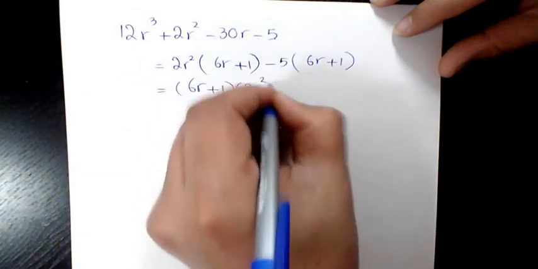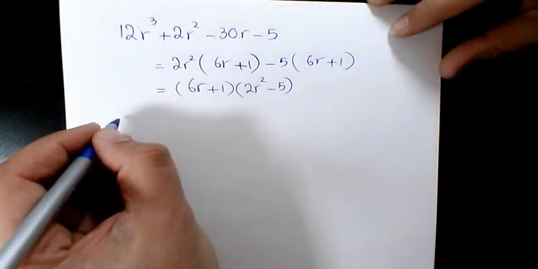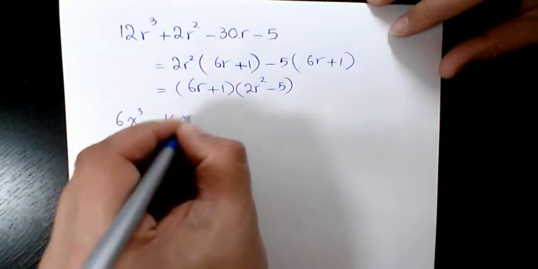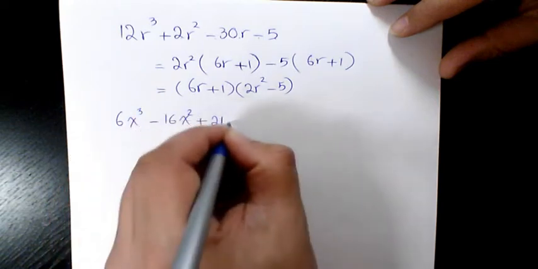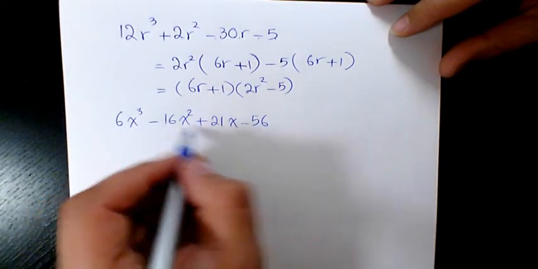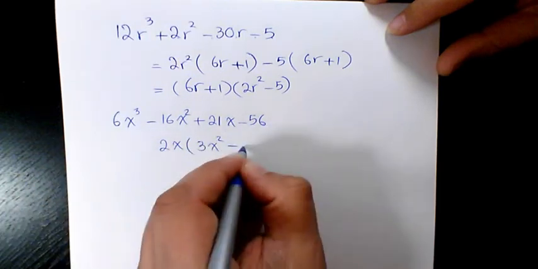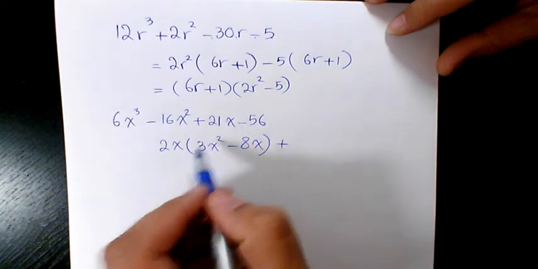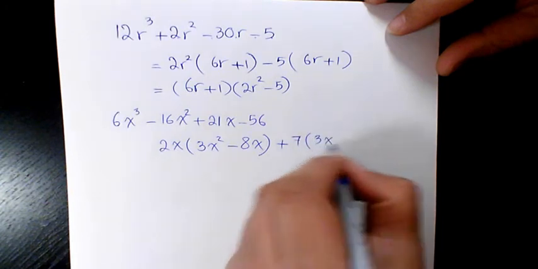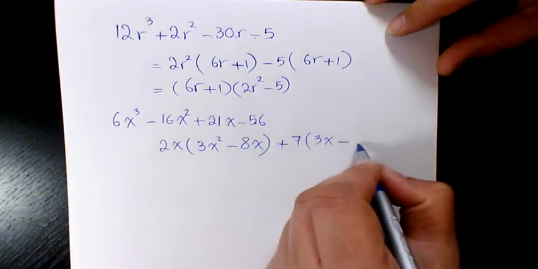Here you're going to end up having 2r squared minus 5. Next one is going to be 6x cubed minus 16x squared plus 21x minus 56. Here you factor 2x, and it's going to make it 3x squared minus 8x. And between 21x minus 56, you factor 7, which is going to be 3x minus, negative 56 divided by 7 is going to be minus 8.